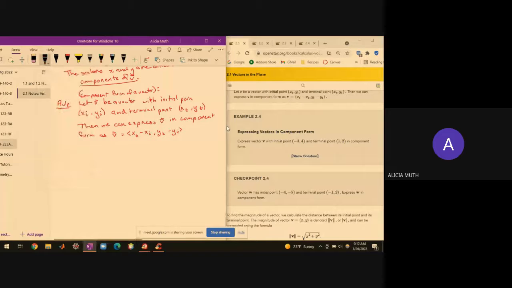All right, so let's give example 2.4 a shot. This is about expressing vectors in component form.